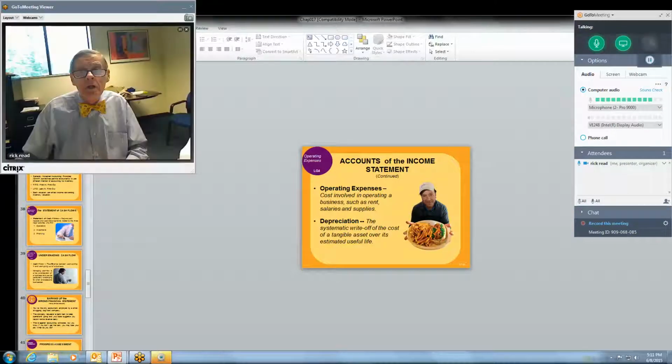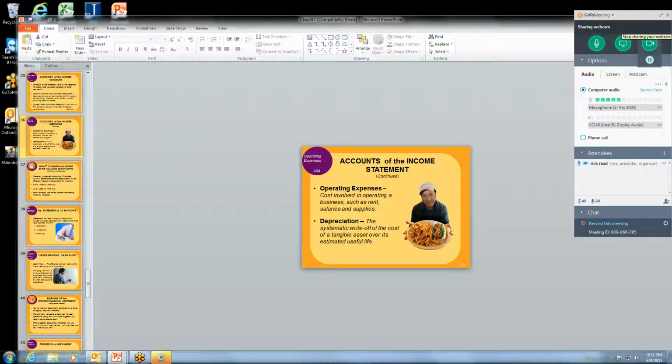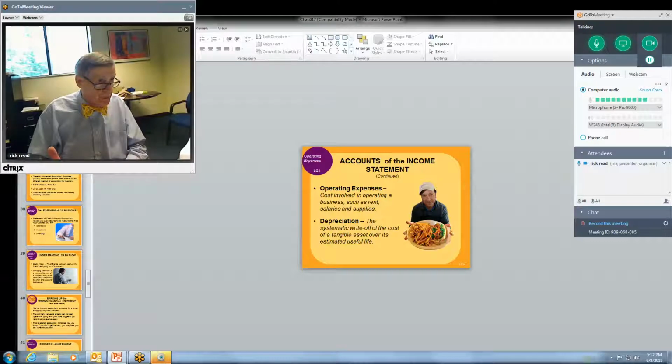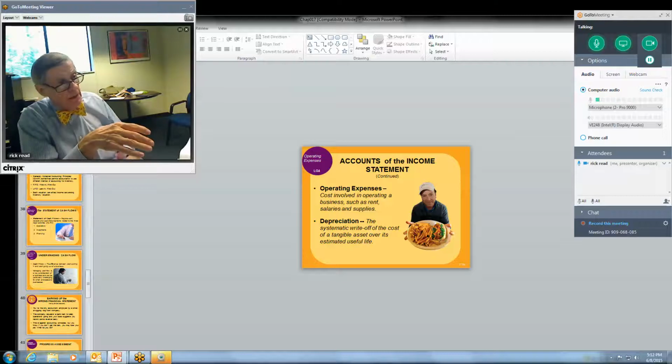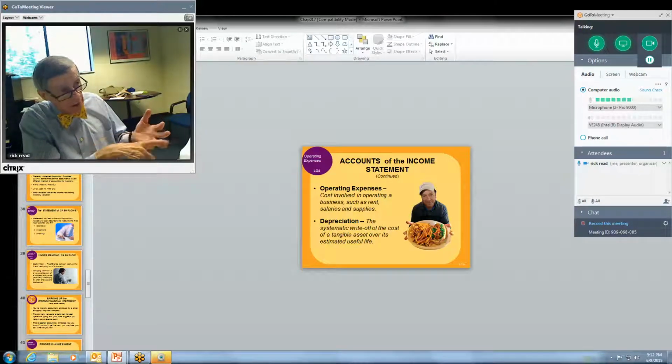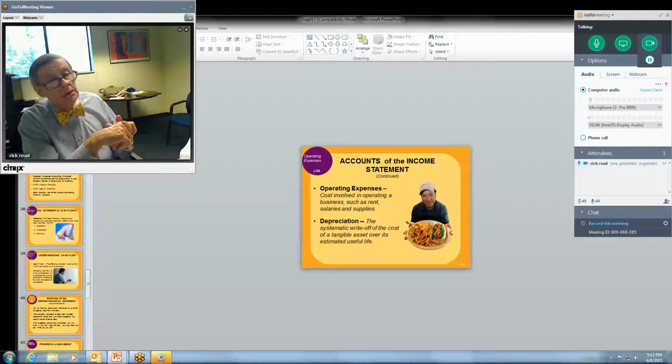Then continuing with the accounts of the income statement, we have operating expenses, what it costs us to do business when we open the doors. Now, I mention opening the doors as a little different than not opening the doors. Opening the doors is going to take in rent, utilities, salaries, anything else that costs us to operate. So all of that stuff.